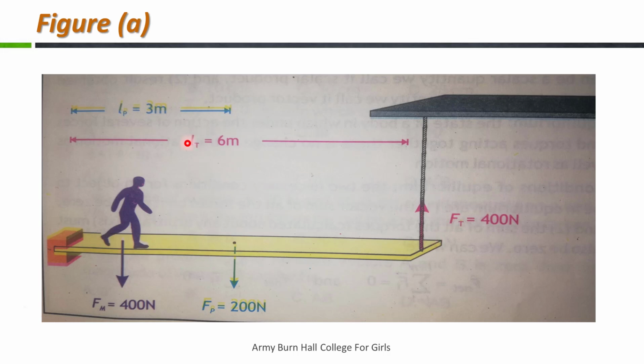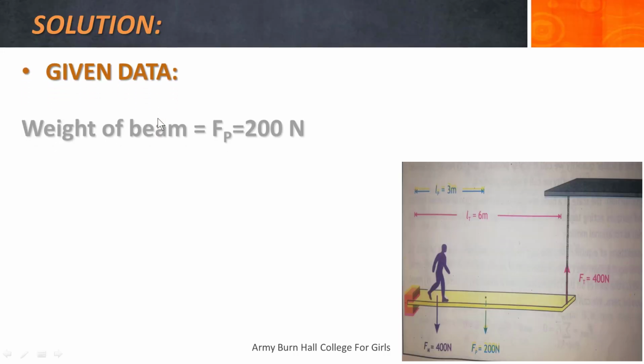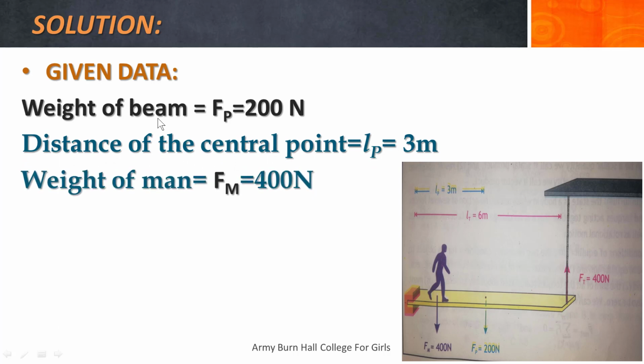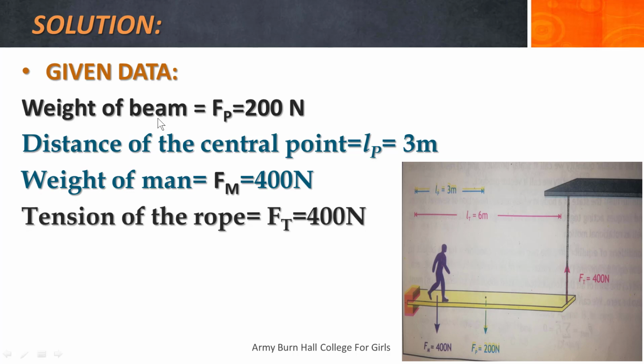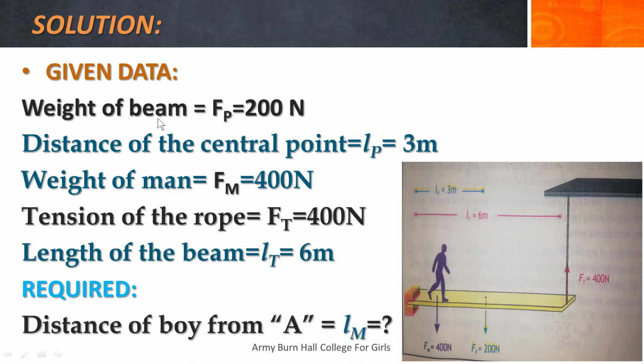Okay, length of the board, that is 6 meters, and length of the central point LP, that is 3 meters. So we will write down the given data over here. Weight of the beam FP, distance of the central point LP, weight of the man 400 Newton, tension of the rope 400 Newton, length of the beam LT 6 meters, and the unknown, required value, is the distance of the boy from point A.